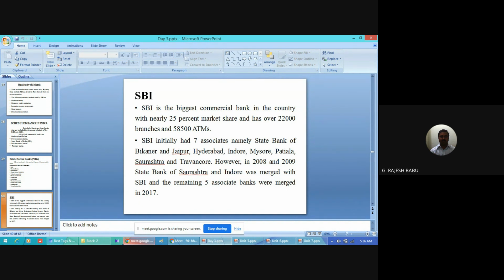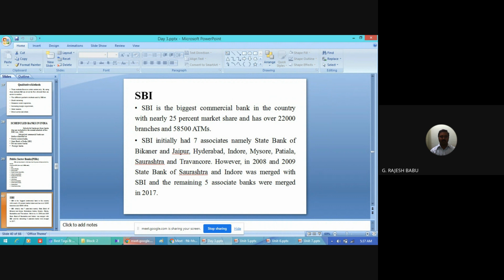Imperial Bank of India was formed in 1921 through the amalgamation of three presidency banks, namely Bank of Madras, Bank of Bombay, and Bank of Bengal. At present, SBI is a Fortune 500 company and headquartered in Mumbai. SBI had 7 associates, namely State Bank of Bikaner, Jaipur, Hyderabad, Indore, Mysore, Patiala, Saurashtra, Travancore.